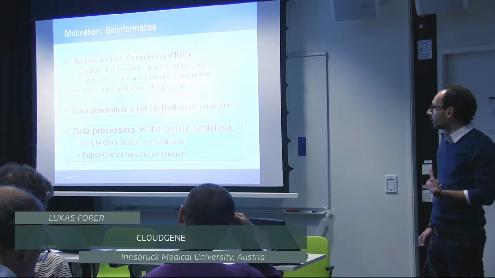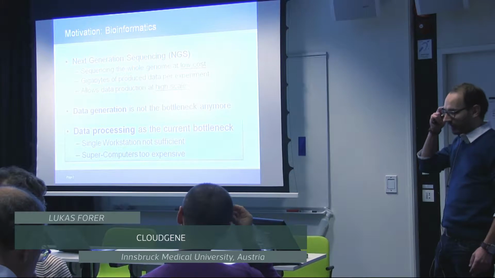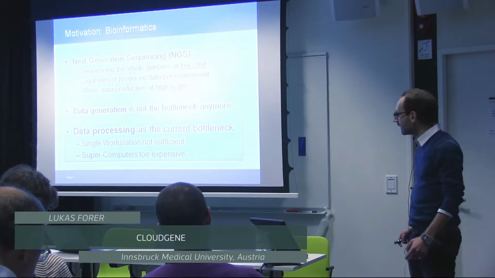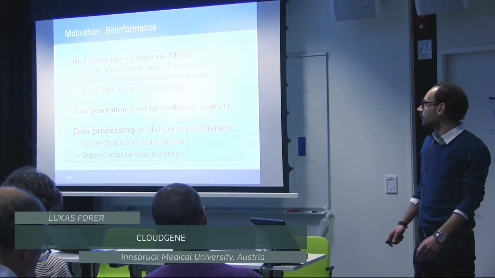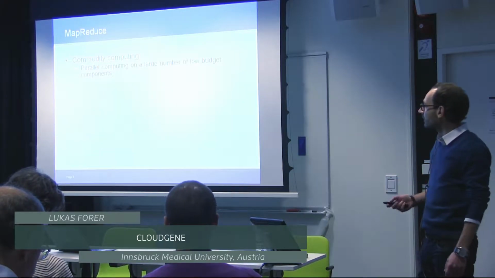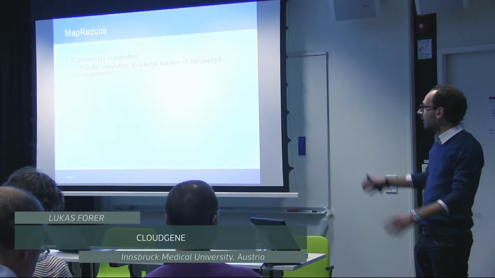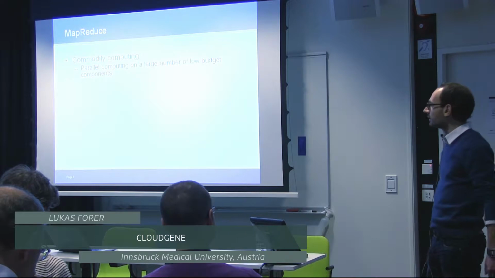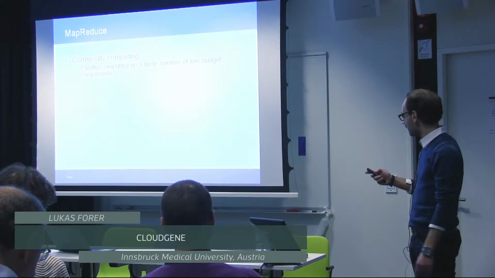So one single workstation is not sufficient to analyze our big data that we derive from the NGS devices, and for medium or small sized institutes, supercomputers are often too expensive. So one solution for that problem is commodity computing. That means we are using a large number of low budget components, we connect them together, and then we use this infrastructure to analyze our data in parallel.